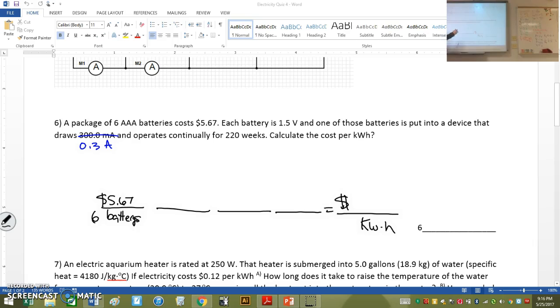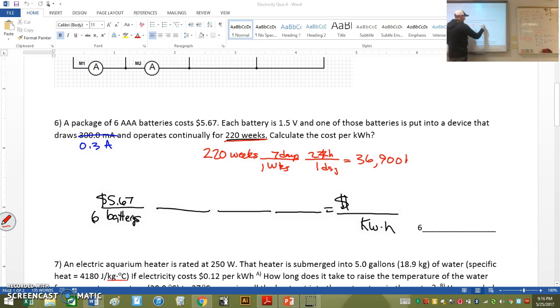So I need to figure out the power and then the hours also. So let's start with weeks. So I've got 220 weeks, and I can change weeks. 1 week is 7 days, and 1 day is 24 hours. So you multiply those things together and you get 36,900 hours. So that'll go down here, 36,900 hours. Good. Another check in the box.